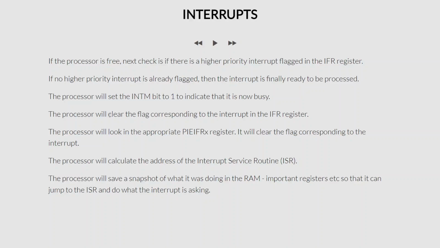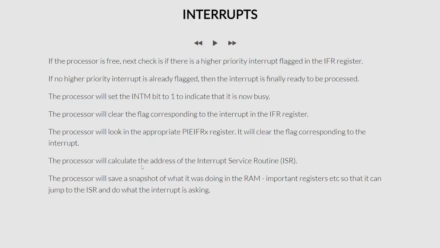Now, the processor will then clear the flag corresponding to the interrupt in the IFR register. This the processor will do. Why? Because it has started processing the interrupt. And then the processor will look in the appropriate PIE IFR, that is the PIE interrupt flag register corresponding to the group, because now it knows that an interrupt came from this group. So it's going to look in that group for the corresponding interrupt, the appropriate flag register. Alright? It will clear the flag corresponding to the interrupt.